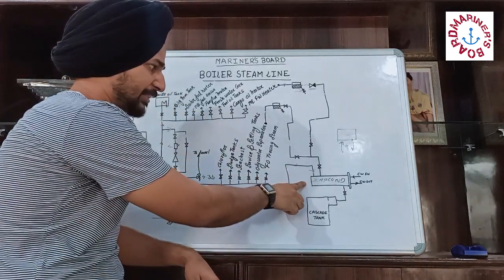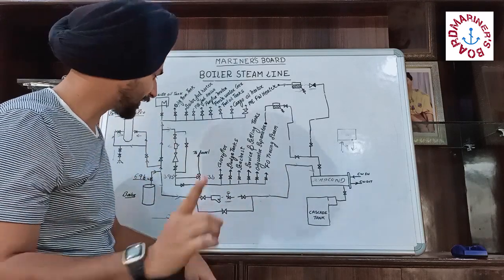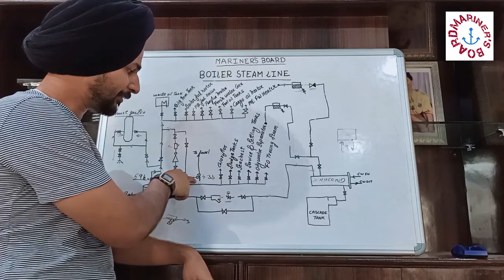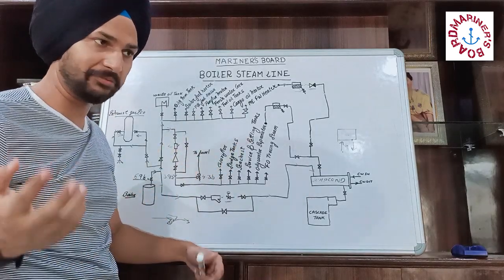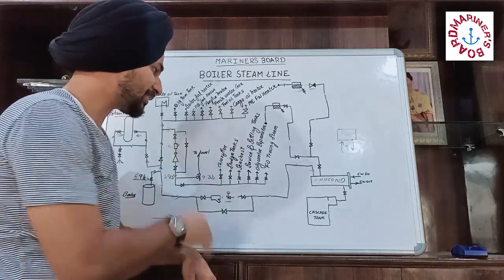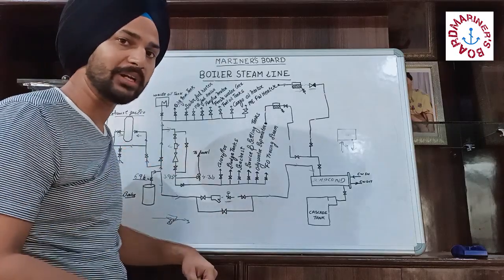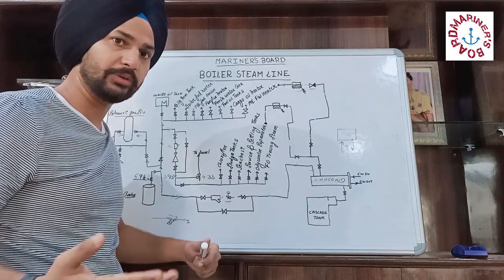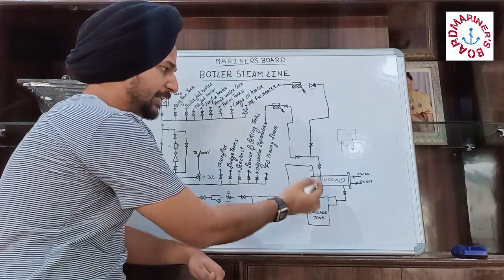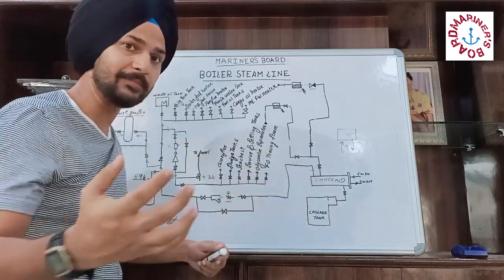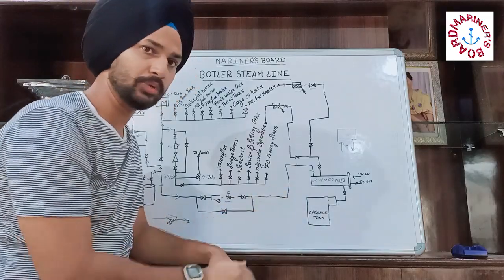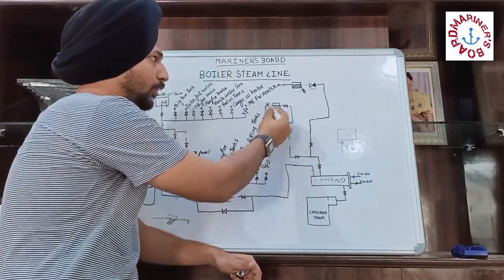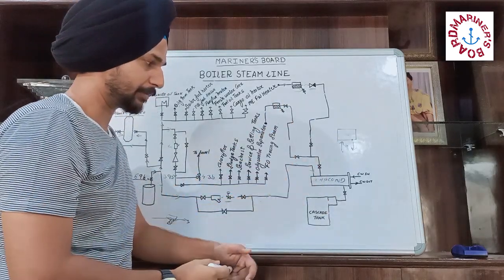What if the dump condenser is not there? If the dump condenser is not there, then the steam might go to the funnel via the relief valve. So a very good amount of steam gets wasted, and we need to again take water into the boiler as the water is lost to the atmosphere. So to avoid that, we dump the steam so that the steam and the water are back into the system. This was the purpose of the dump condenser.